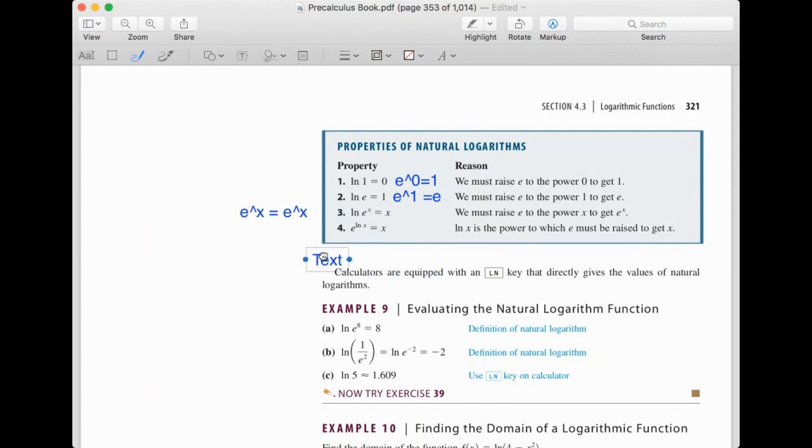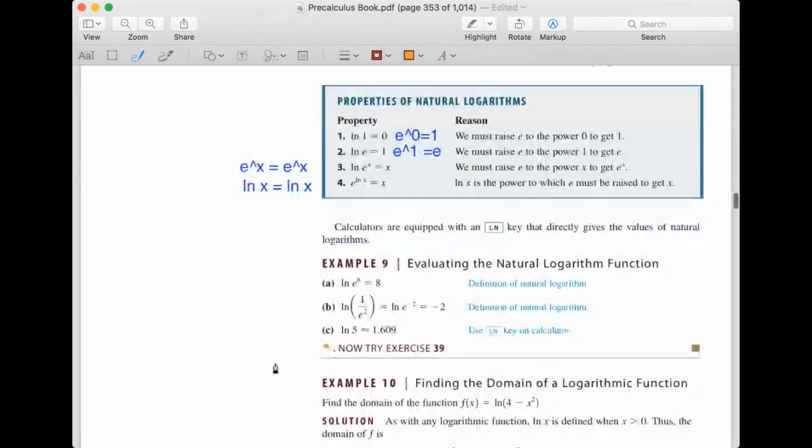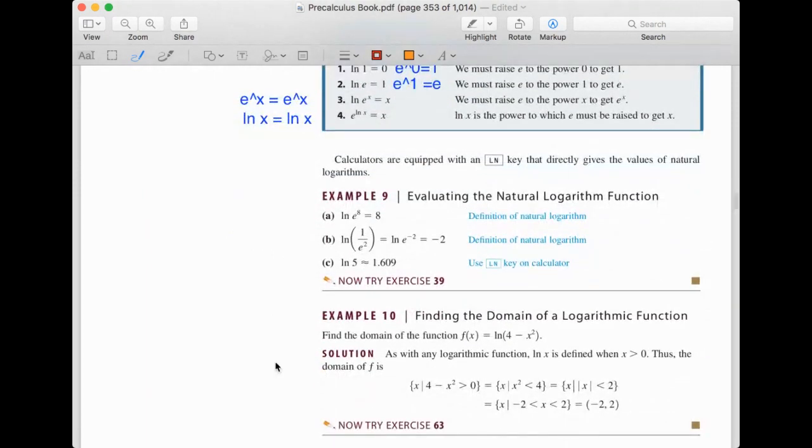And number 4, exponential form e to something equals x. We can write as ln base e. ln is base e, right? x equals ln x. That's for number 4. But let's see some examples.